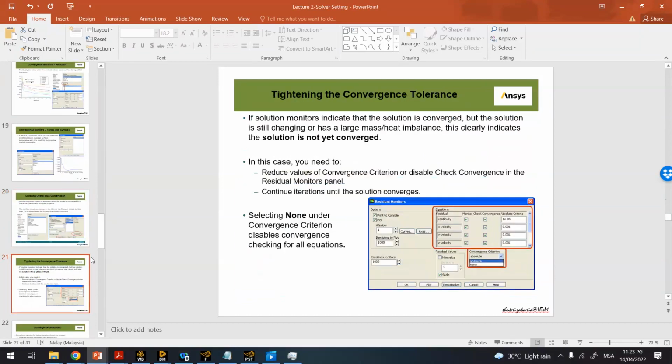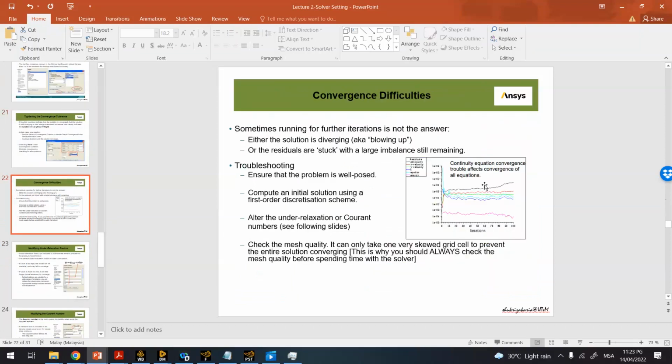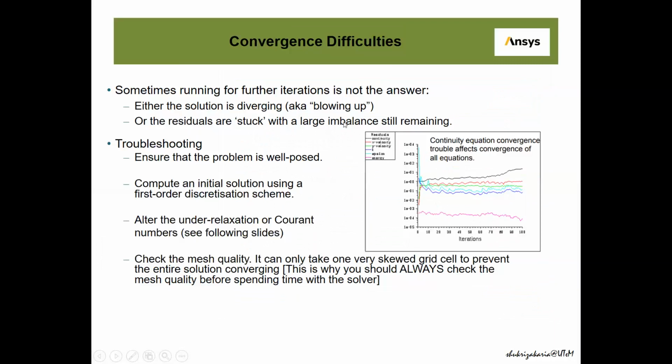Okay. Tightening convergence tolerance. Okay, this one you can change this tolerance to 1 to the minus 6, if you want. Okay, sometimes running for further iteration is not the answer. Either solution is diverging or blowing up, or residuals are stuck with large imbalance still remaining. Kadang-kadang bila kita run iteration tak turun pun. Dia jadi naik, terus naik ke atas. Okay, so what you can do is you buat balik lah, ensure the problem is well posed, compute initial solution using first order scheme dulu. Okay, and then we change later using second order. Alter the under relaxation or Courant numbers, check the mesh quality. Okay, make sure your orthogonality more than 0.01 and skewness less than 0.95.